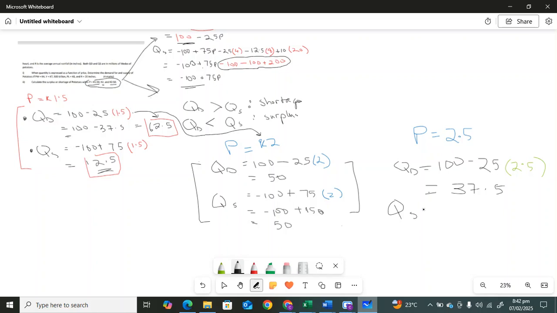Then quantity supplied, you're going to say negative 100 plus 75, we substitute. So 2.5 times 75, 75 times 2.5, 187.5. Okay, negative 100 plus 187.5, it's 87.5.